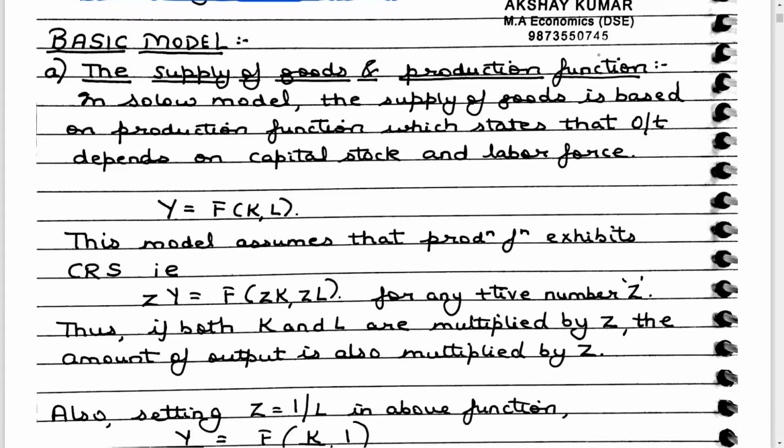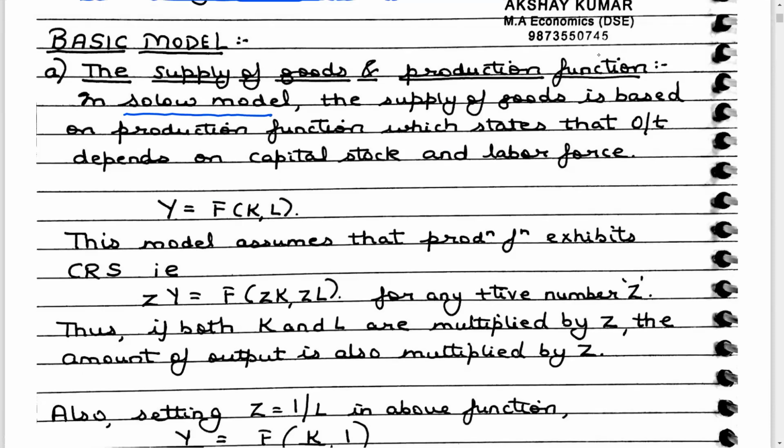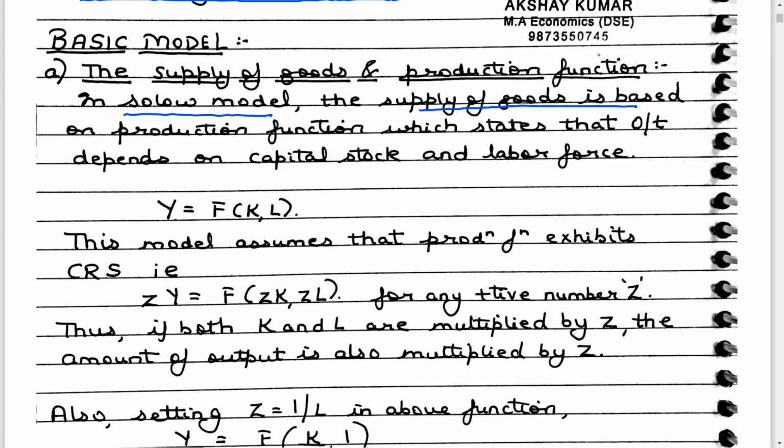Let's first talk about the supply and the production function in the Solow economy. In the Solow model, the supply of goods is based on the production function, and all of us know the basic production function. Solow assumes the basic production function: output Y is a function of capital K and labor L. And in the Solow economy, the production function exhibits constant returns to scale.